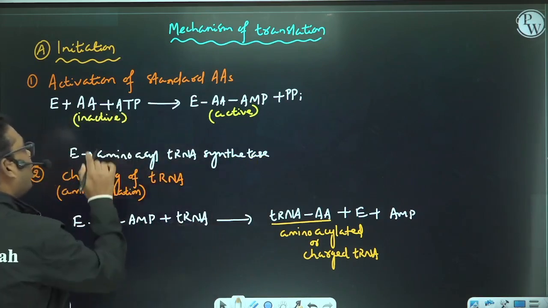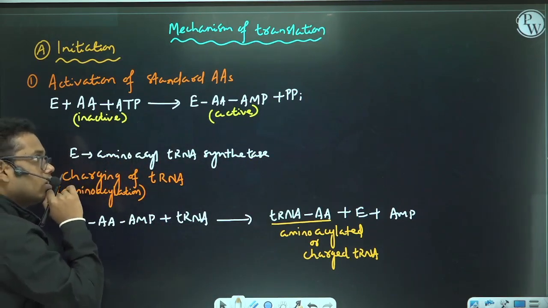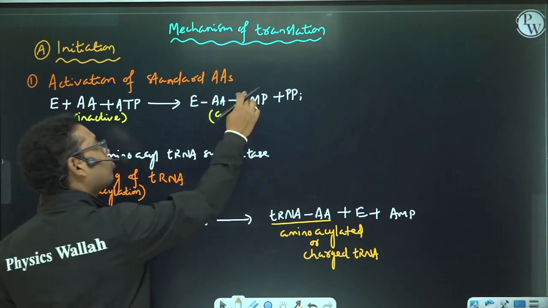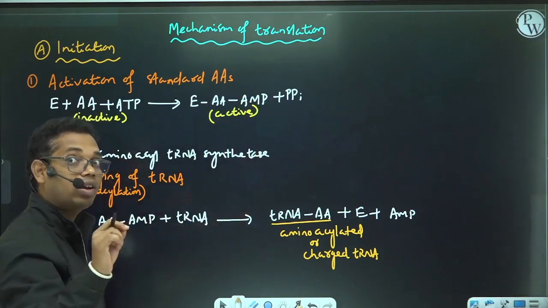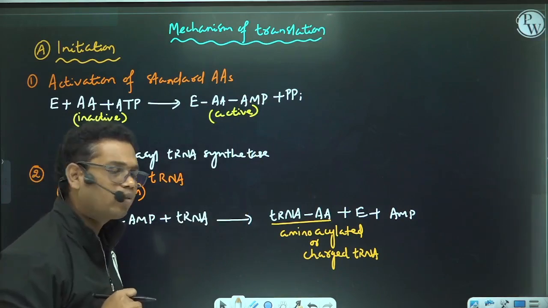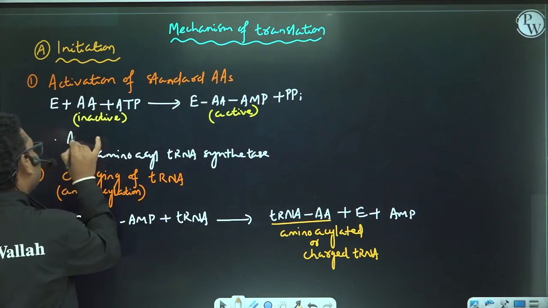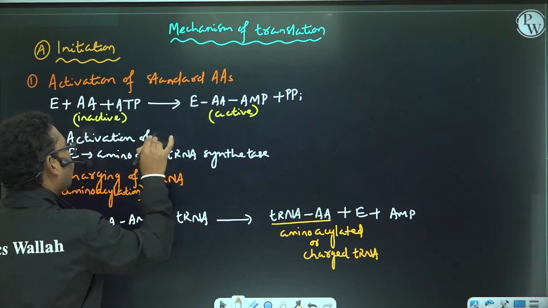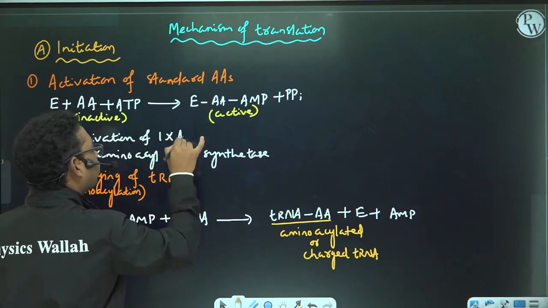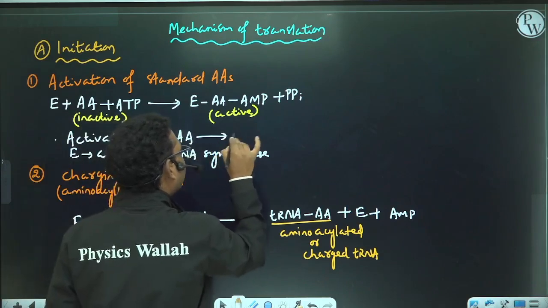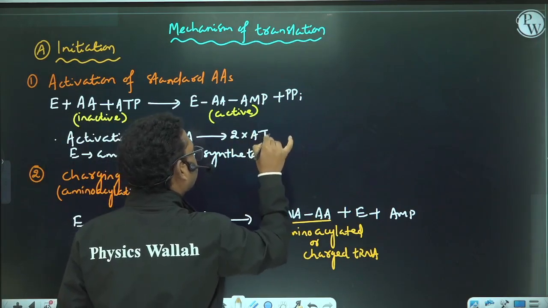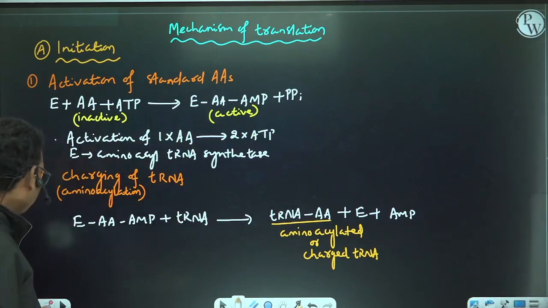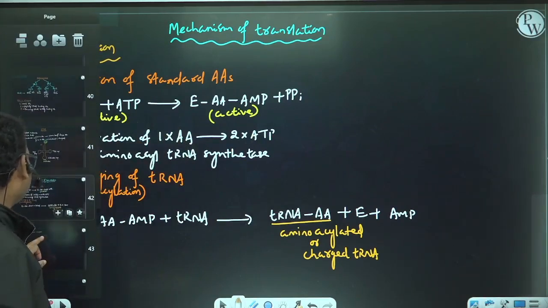Okay, and activation of one amino acid requires 2 ATP. Why? Because AMP is produced, not ADP. That is why I will say 2 ATPs are required. So I will say activation of one amino acid requires 2 ATP. 2 ATPs are required.